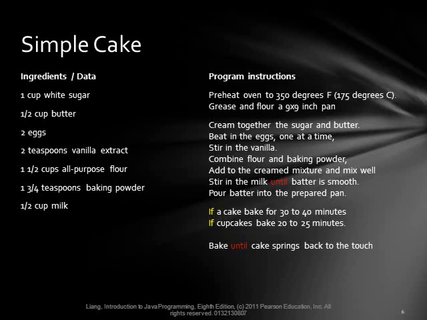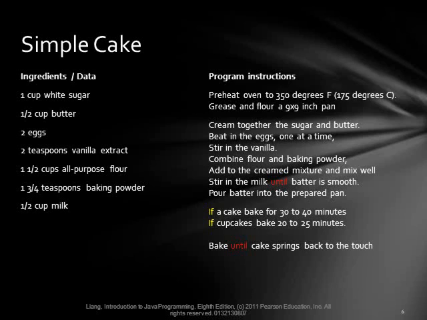Right? You have iteration or looping down there where the instruction says stir in the milk until batter is smooth. Well, we have to continue to stir. We stir over, we repeat the stir over, and we repeat the stir over until something tells us to stop: the batter is smooth. And then down at the bottom there is also another loop. We bake the cake until the cake springs back to the touch. So we don't stop baking it. We continue to bake it over and over again until it is done.